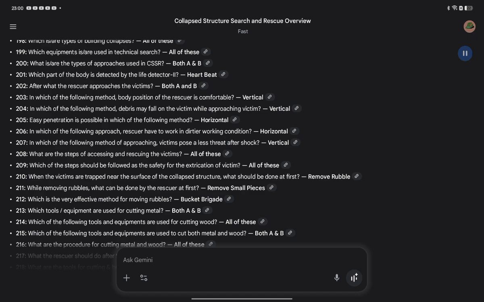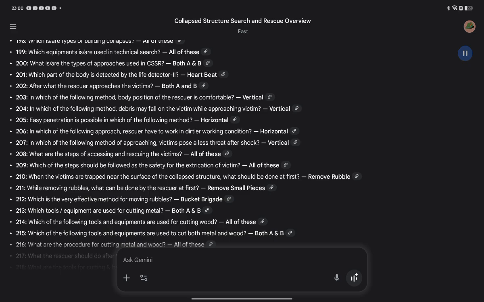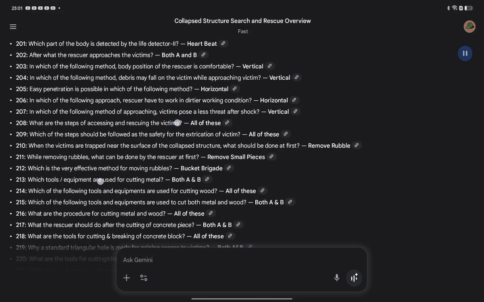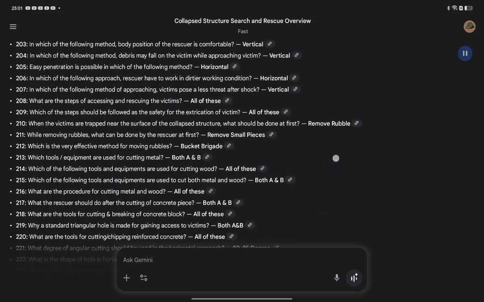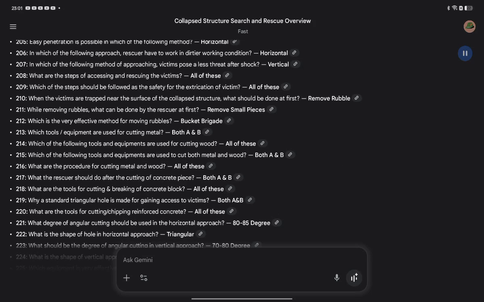201. Which part of the body is detected by the life detector? Heartbeat. 202. After what the rescuer approaches the victims? Both A and B. 203. In which of the following method body position of the rescuer is comfortable? Vertical. 204. In which of the following method debris may fall on the victim while approaching victim? Vertical. 205. Easy penetration is possible in which of the following method? Horizontal.